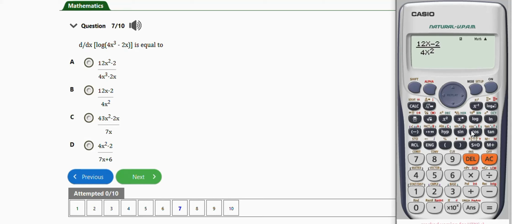For option C, we have 7x. Okay, go to the numerator. We have x. Okay, we have 43 square. Put a square here. So that's it. We're good to go. Press equal to 12. No. So let's take option D. It has to be option D.